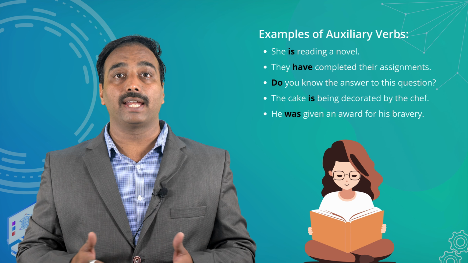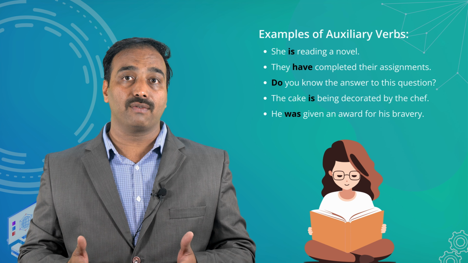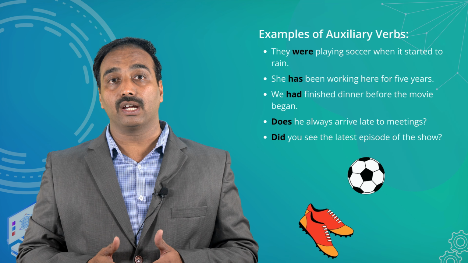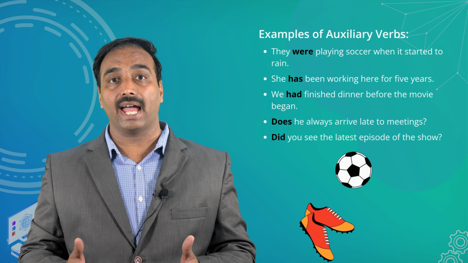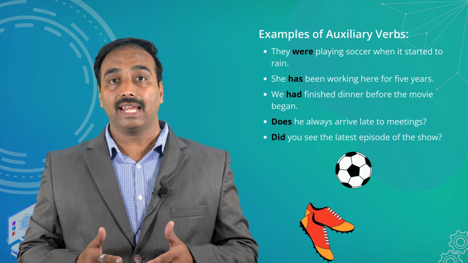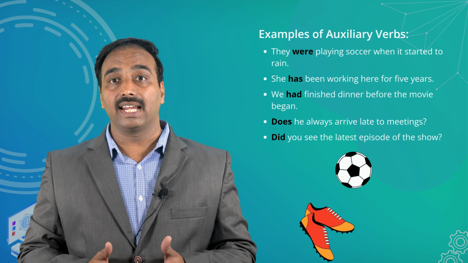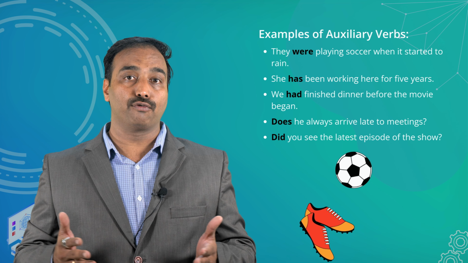Is, the cake is being decorated by the chef. Was, he was given an award for his bravery. Were, they were playing soccer when it started to rain. Has, she has been working here for 5 years. Had, we had finished dinner before the movie began. Does he always arrive late to the meetings? Did you see the latest episode of the show? So these are the various forms of be, have and do forms.